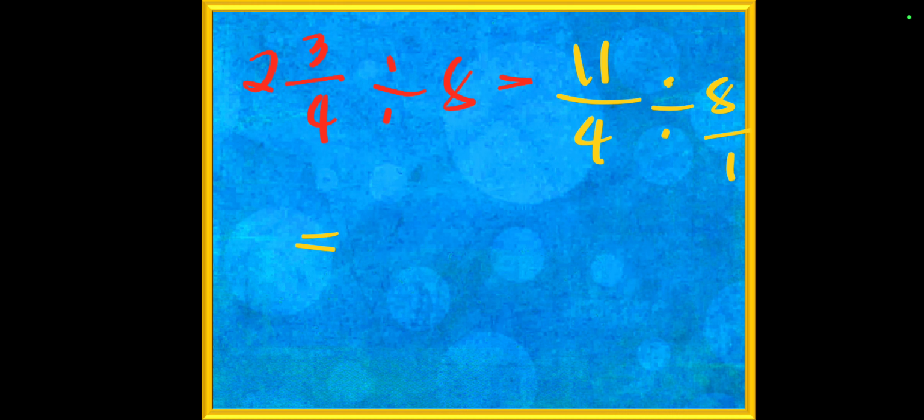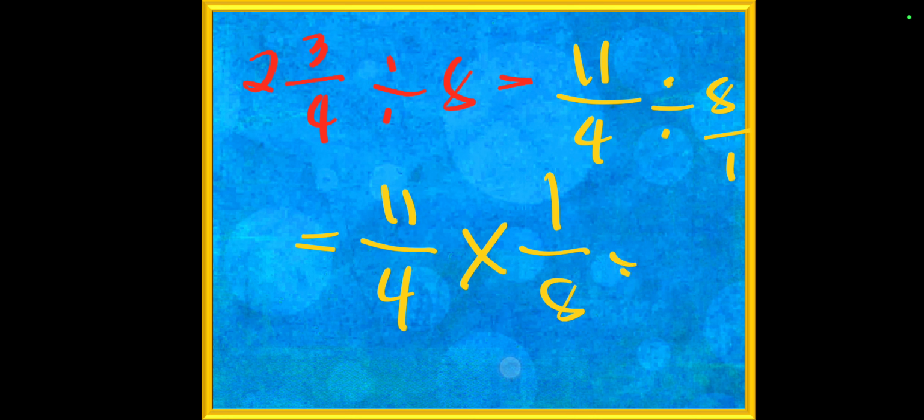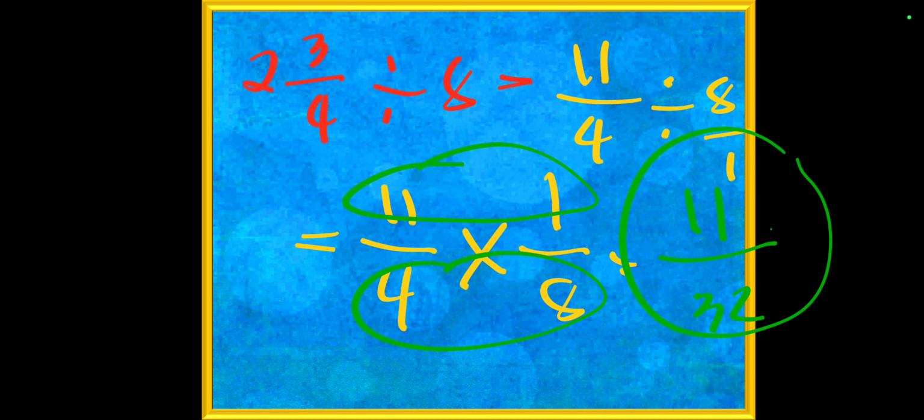So keep the first fraction. We have 11 over 4. Change the operation, it's multiplication now. And then this 8 over 1 becomes 1 over 8. This time, we can multiply now this one, right? So 11 times 1, it's 11 over 4 times 8, it's 32. Your final answer is 11 over 32.